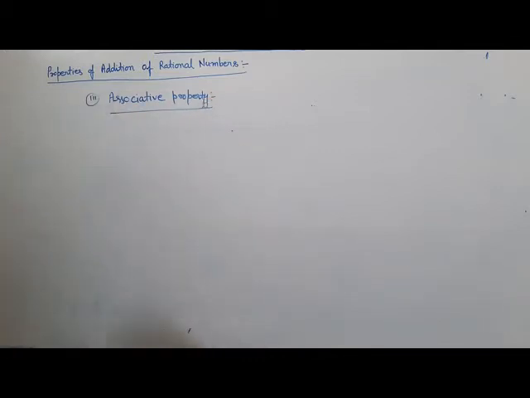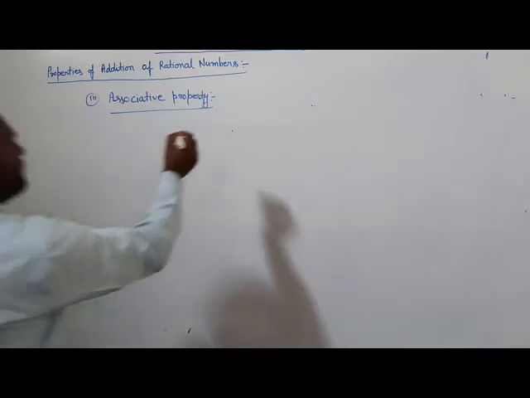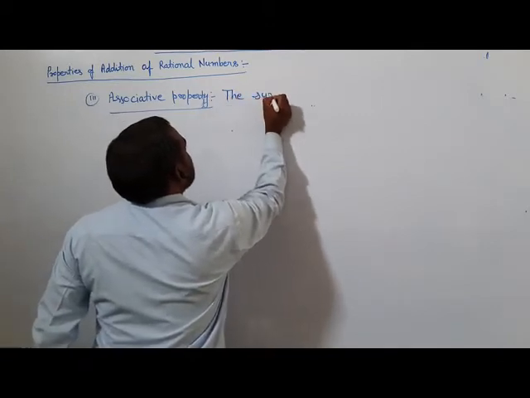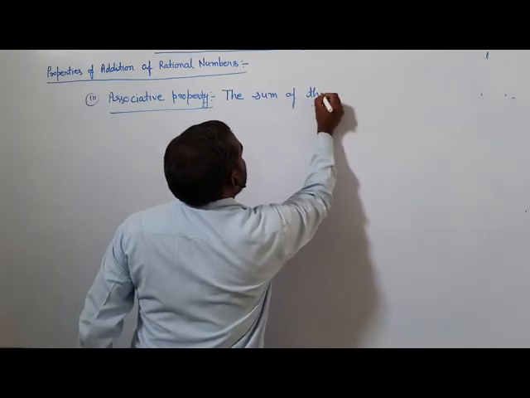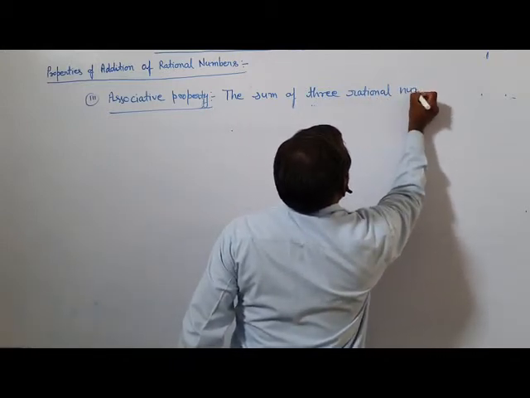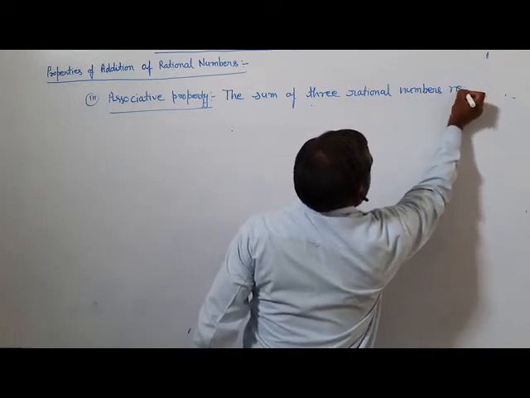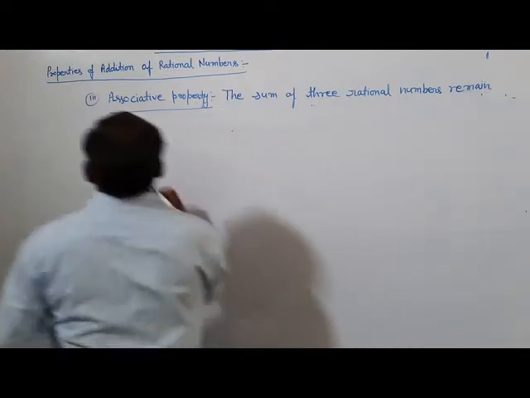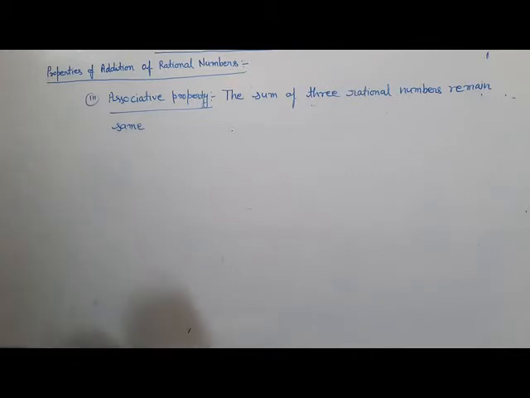Here, associative property. In associative property, the sum of three rational numbers remains the same irrespective of the order in which they are grouped.